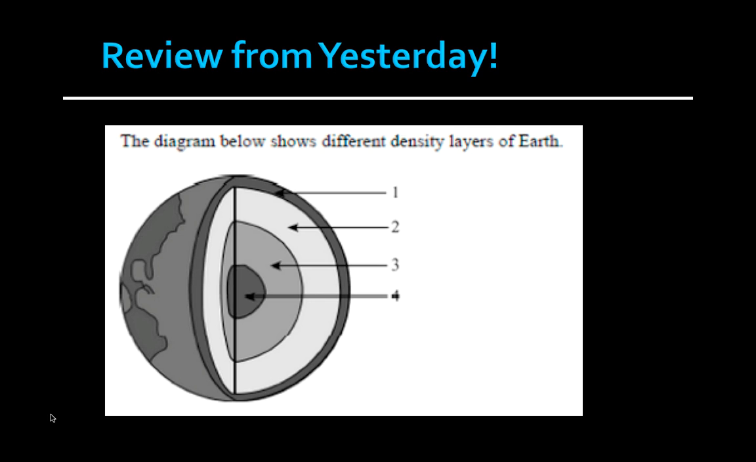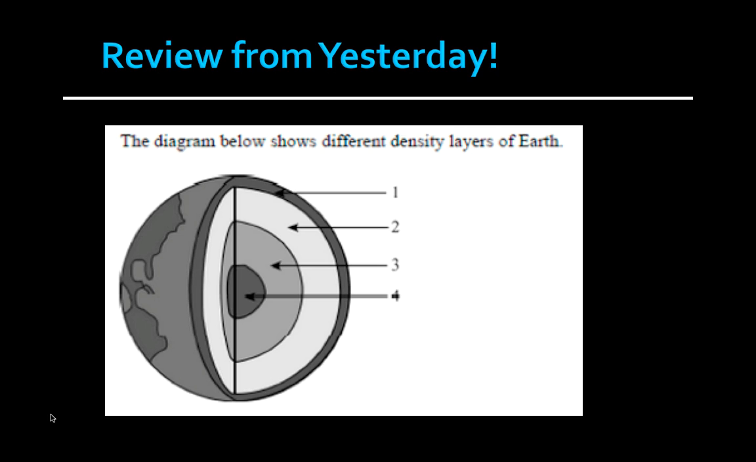Number 1 is the crust. This is the thinnest layer, the uppermost layer of the Earth where we live. The crust is broken up into different pieces called tectonic plates that we will learn about tomorrow. The crust has the lowest pressure, temperature, and density because there are no other layers on top of it.